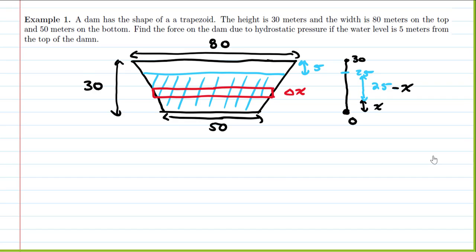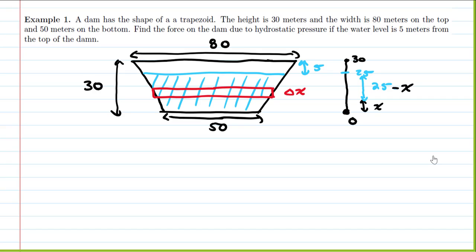So now, based on that, we have a couple of things we need to take into account. We know it's going to be delta x in its height, but what's the width of that strip going to be? Well, it's going to change, right? So if x is 0, what does the width of that strip have to be? Well, the red strip would then be at the bottom, and what's the width at the very bottom of this container? 50. And if x equals 25, what does the width have to be?